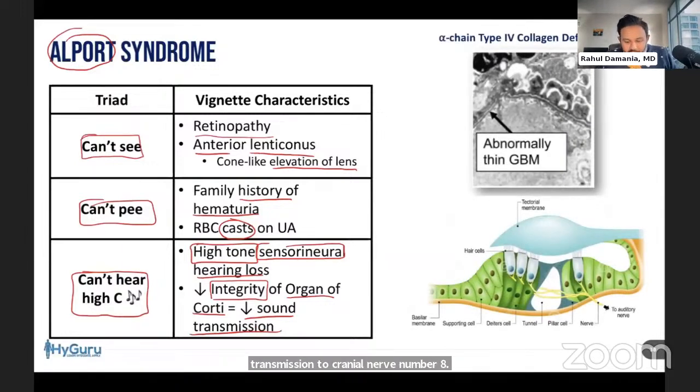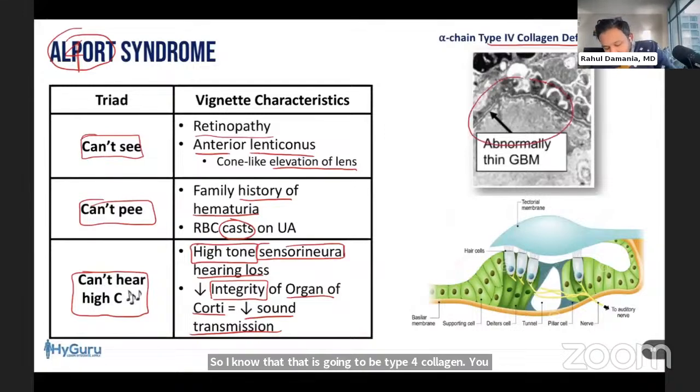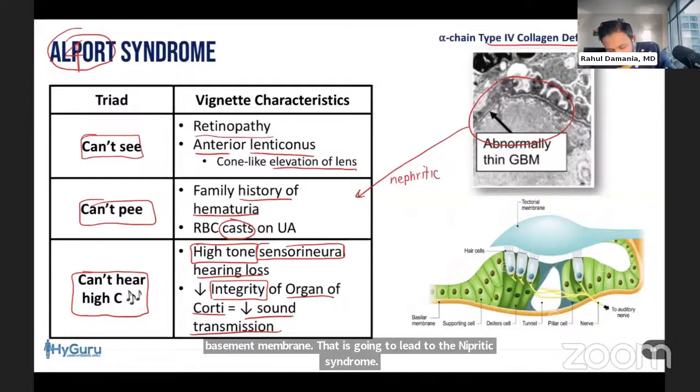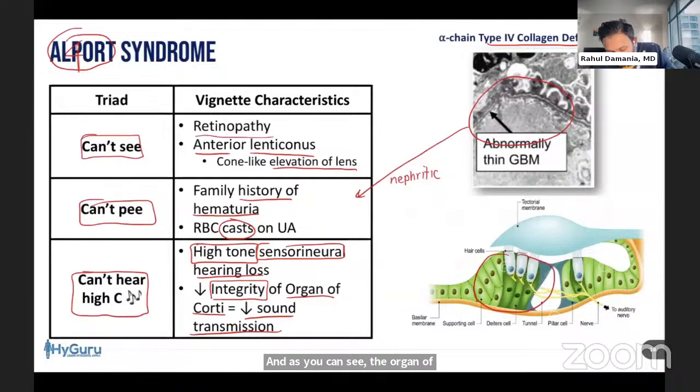So key things for us to recognize for Alport syndrome. I like to say Alport, so I know that that is going to be type 4 collagen. You can get abnormal glomerular basement membrane. That is going to lead to the nephritic syndrome. And as you can see, the organ of Corti is going to be this whole structure. And if you are going to have bad basement membrane, you won't be able to transmit the sound. And that's why you get sensorineural deafness.